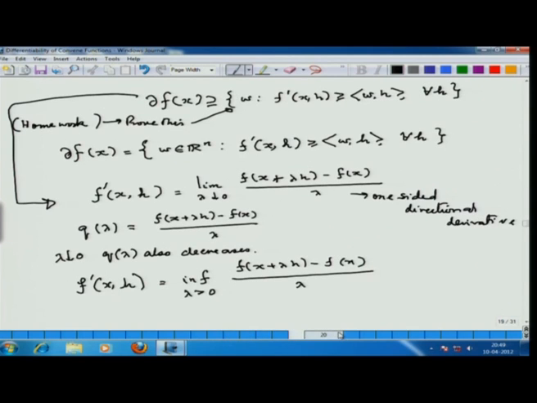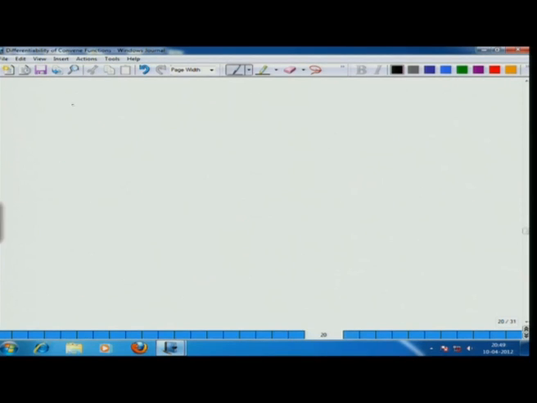Now let us just have a fresh look again at the subdifferential. If I have the subdifferential of a convex function from R^n to R at a point x bar, what are its properties? The first property is that it is convex. This is homework. So, ∂f(x) is a convex set.